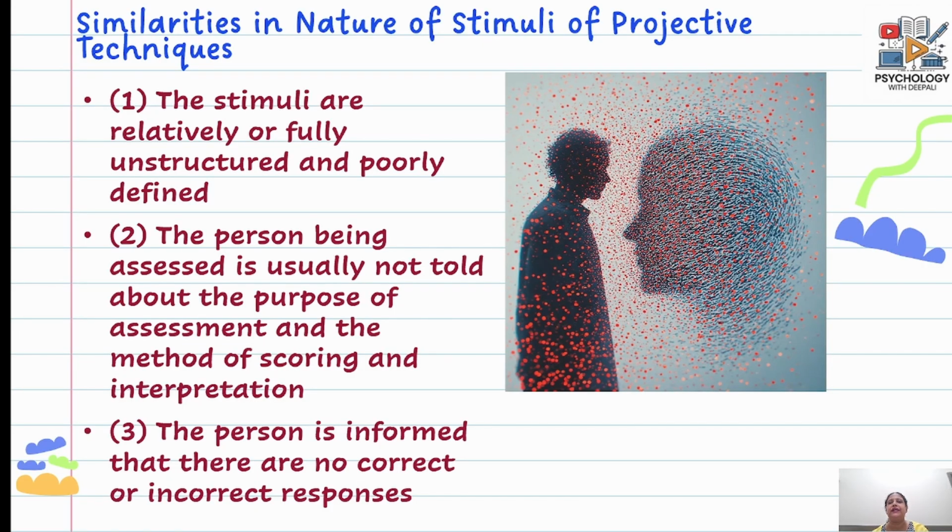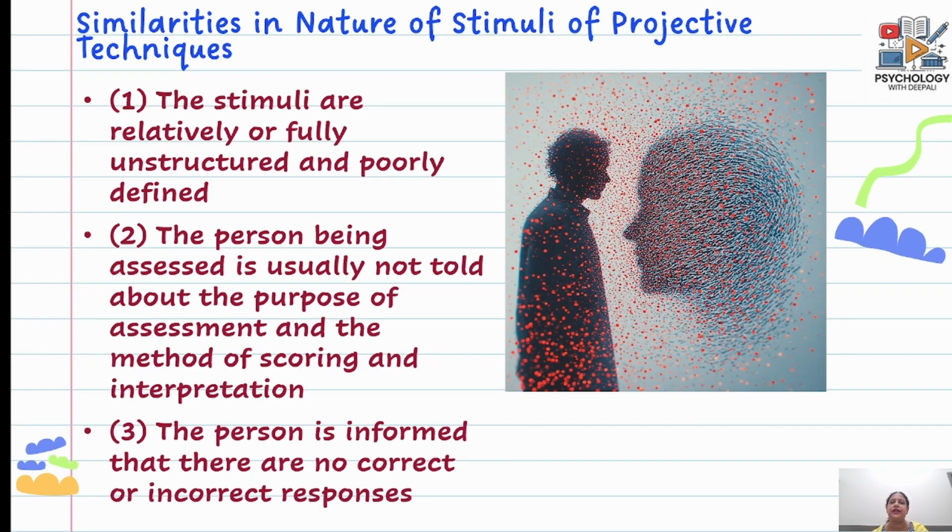That is why the person can choose to perceive it in his or her own way based on what he or she is feeling or perceiving at that point of time. So that is one way of trying to get to the true nature or the true personality of the person. Then the person being assessed is usually not told the purpose of the assessment. That is, what are we going to do with the answers that you give to all these stimuli which we are presenting to you? And also, how are we going to score it and how are we going to interpret it? So all this kind of information is not revealed to the person.